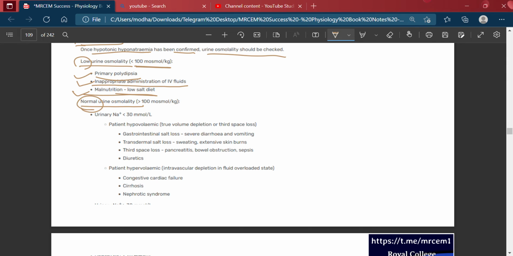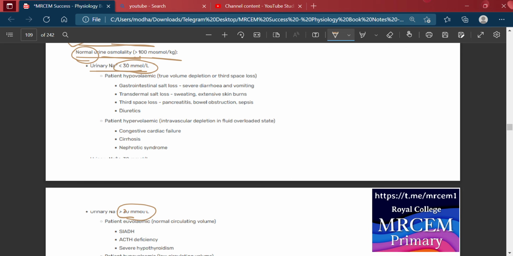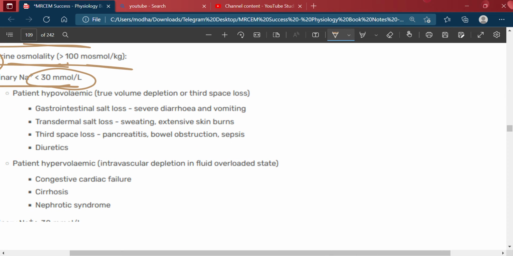Then, when the urine osmolality is normal, greater than 100 milliosmol per kg, it may be seen with urine sodium less than 30 millimole per liter, and another with urinary sodium greater than 30 millimole per liter. When the urinary sodium is less than 30, the patient is hypovolemic, with true volume depletion or third space loss.